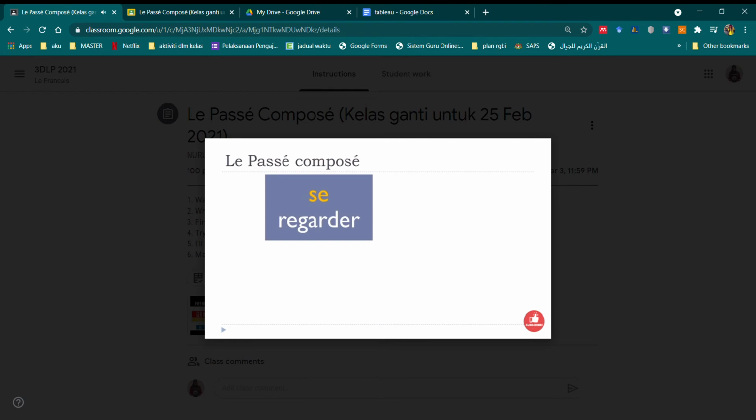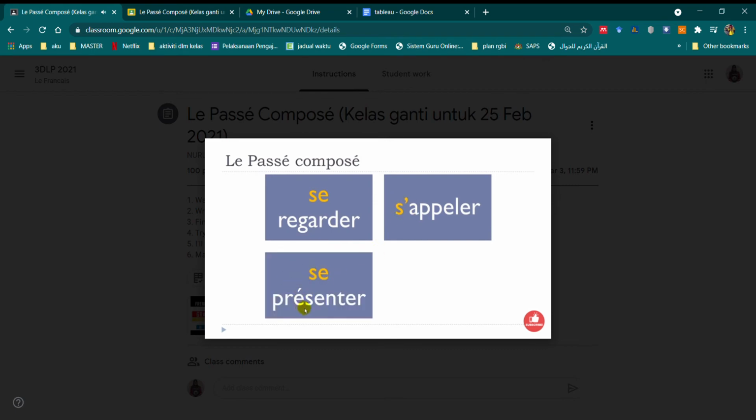Okay, so let's see the other group of verbs that will all the time require être. And these verbs are what we call verbes réfléchis, so thinking about the reflexive in English. So, se regarder, for instance. Regarder is to watch or to look, and when you put se regarder, basically you will have the meaning to look or to watch at oneself. And all these verbs will require être. S'appeler, as well, to call oneself. Se présenter, to present oneself.